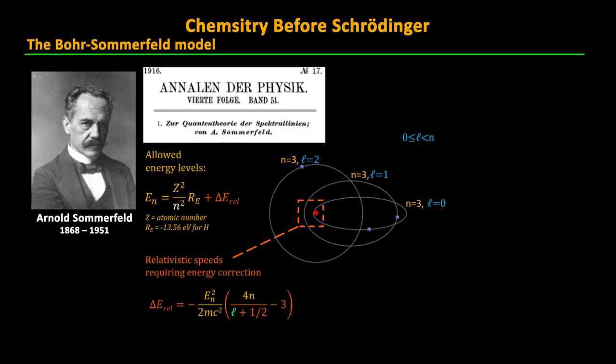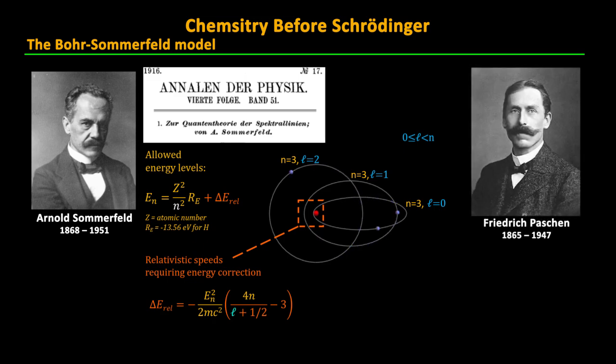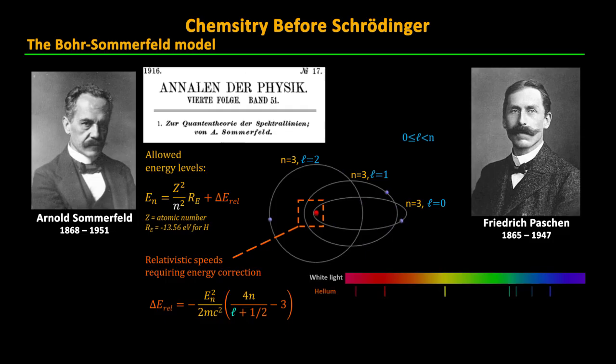His formula with this adjustment showed that these relativistic effects did indeed result in splitting the energy levels in a way that explained the fine structure of the atomic spectra. That same year, German physicist Friedrich Paschen, guided by Sommerfeld on exactly where to look, made precise measurements of the spectral lines of helium that exactly matched Sommerfeld's predictions.